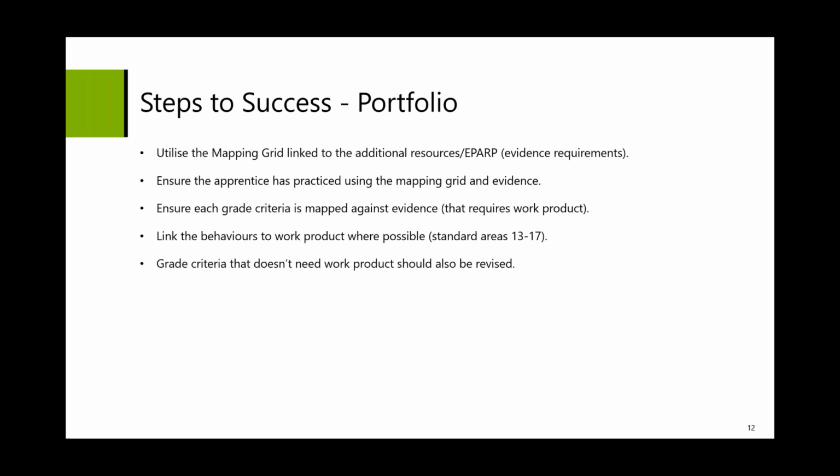And grade criteria that doesn't need work product should also be revised. So for example, standard area 7, which is about their organisation, they should be able to revise this area and know the sort of questions they may be asked. So what the aims are of their industry, how their industry links to the local business environment. And all this is clearly stated on the mapping grid that they don't need evidence. However, the evidence requirements are there for them to see in the EPAP or additional resources. So this should also be revised with them so they have an understanding of how to meet that grade criteria.